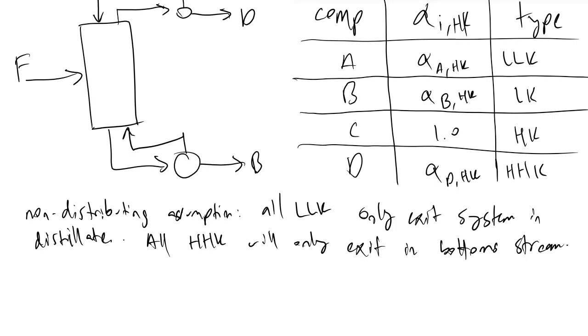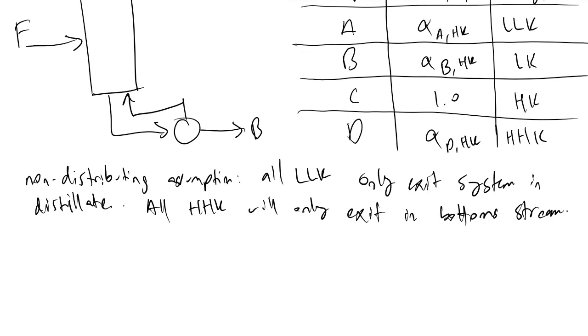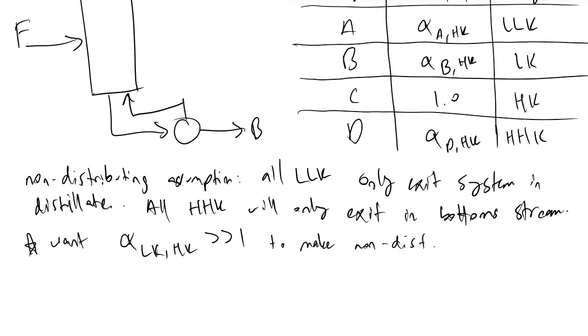And to go over a key point to take away before we define a light key and a heavy key in our example: in our generic example, we would want alpha LK HK to be a lot greater than one. We want alpha LK HK to be as much greater than one as we can make it, because it makes the non-distributing assumption a better approximation.